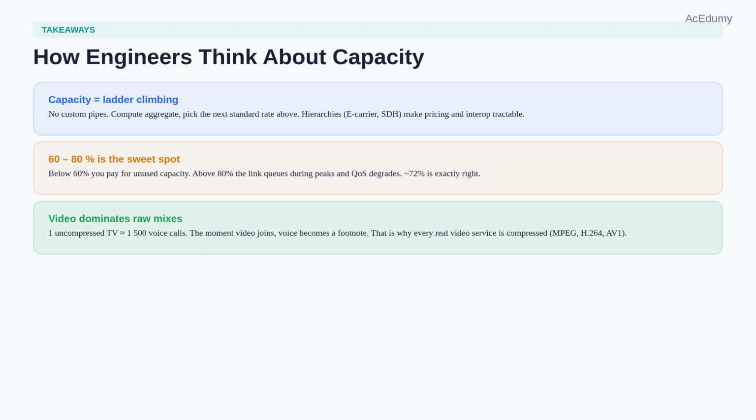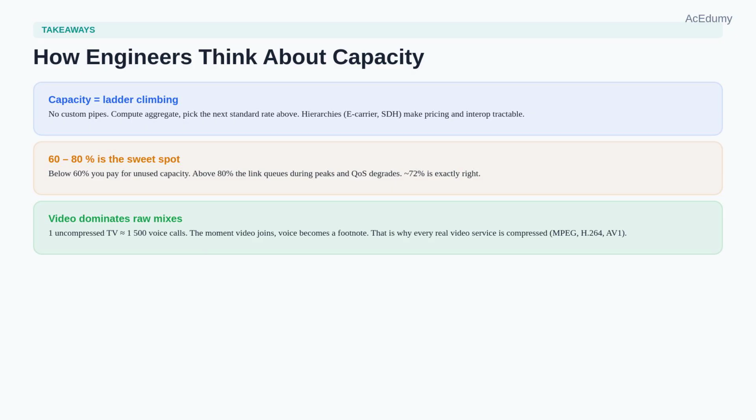2. Utilization between 60 and 80% is the sweet spot. Below 60%, you are paying for unused capacity. Above 80%, your link starts queuing during traffic peaks and quality of service degrades. 72%, like our example, is exactly where you want to be.